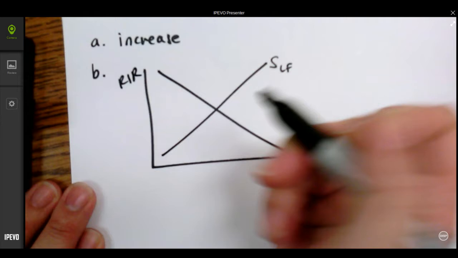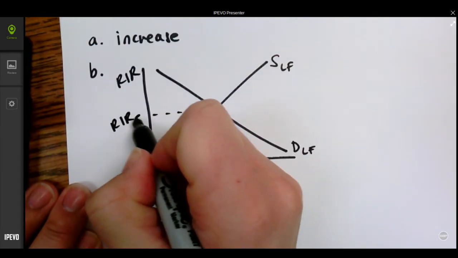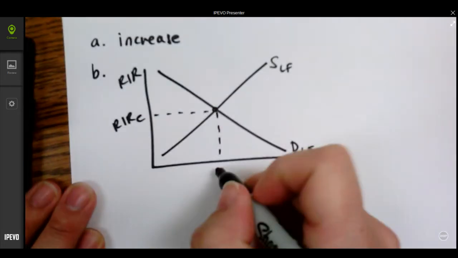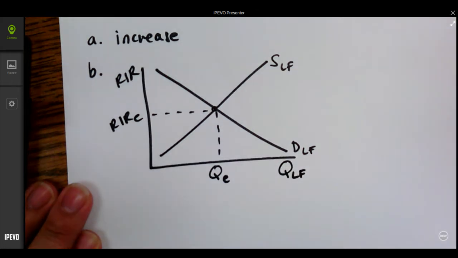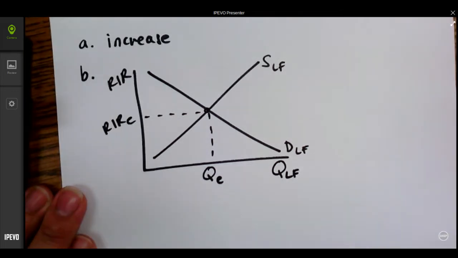It's real interest rates here. We're going to do the intersection of the current real interest rate equilibrium. We're going to put a little subscript E. We're going to do the quantity of loanable funds over here. So this is just your basic graph. You're going to typically get 1 point for just doing the loanable funds graph in this fashion.